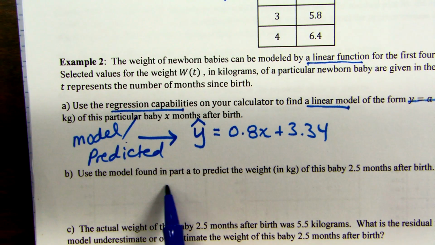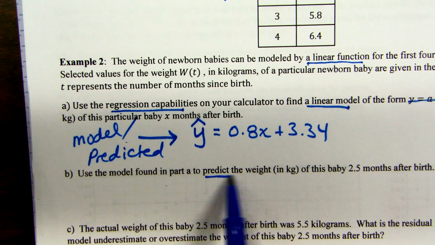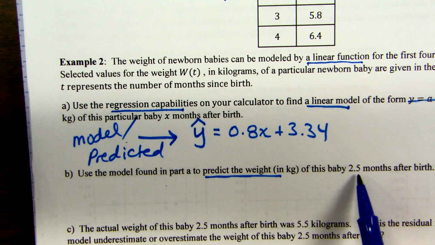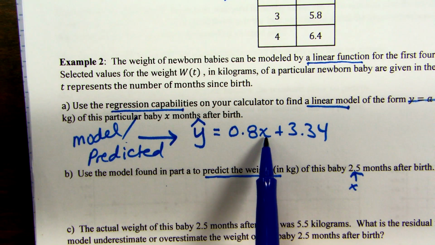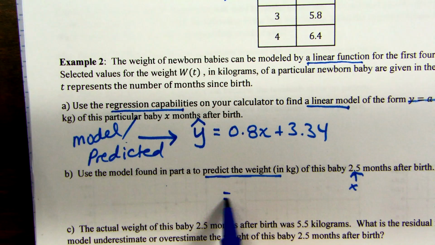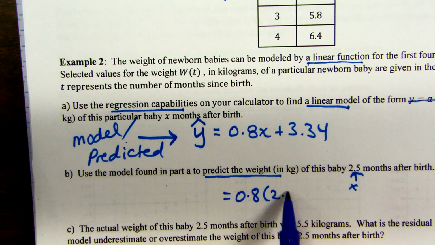Use the model found in part A to predict the weight of a baby at 2.5. So that's my X value, right? So you could do two things. You could plug 2.5 in right here and just do the math on your calculator, or you could go to your table.